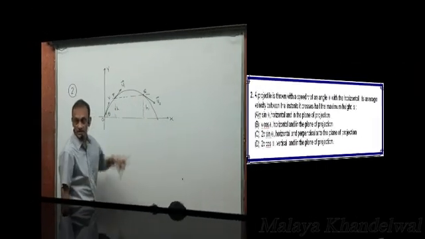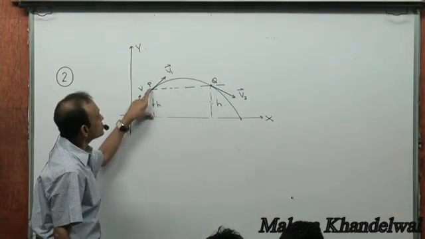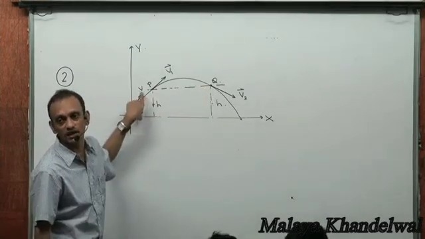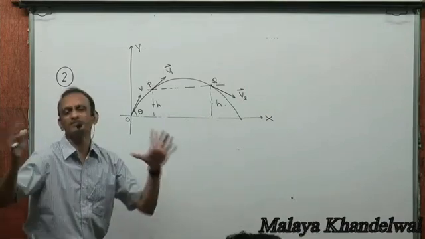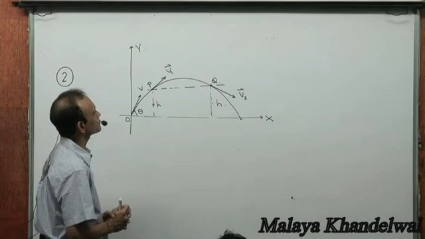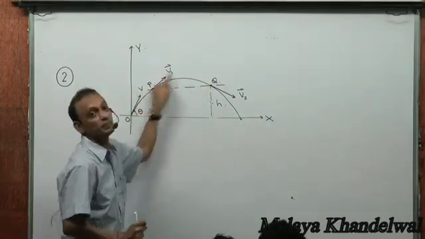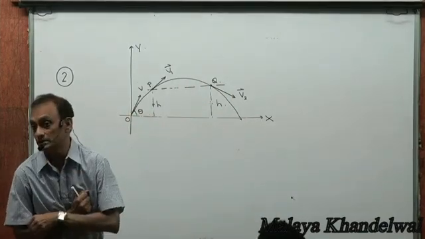2 points on its trajectory, and these P and Q are at the same height above the horizontal. Half the maximum height in this case, it's given. H is half the maximum height. Now, I want to find the average velocity from P to Q of the particle.